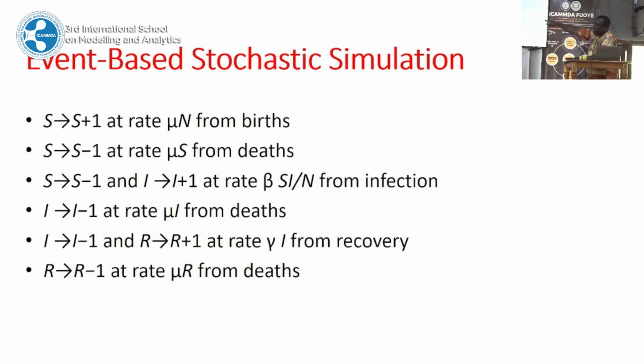if you look at X, that's the susceptible class. X goes to X plus 1 at the rate mu N, meaning this particular parameter, the birth, is an addition to the susceptible class. So that's why you have plus 1, because there is an inflow into the susceptible class. Now, these are the 6 events.